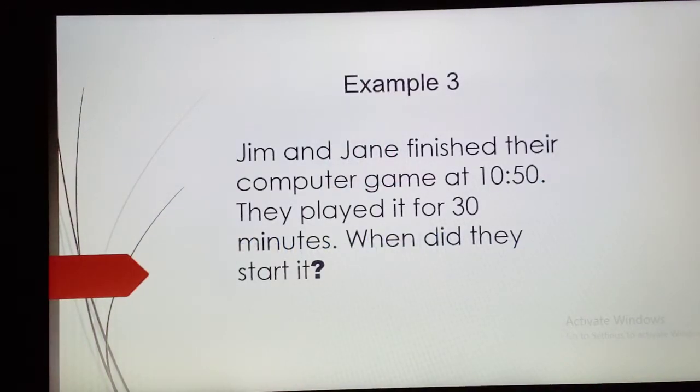Let's move on to the third example. Jim and Jane finished their computer game at 10:50. They played it for 30 minutes. When did they start it? Now they are asking the starting time.